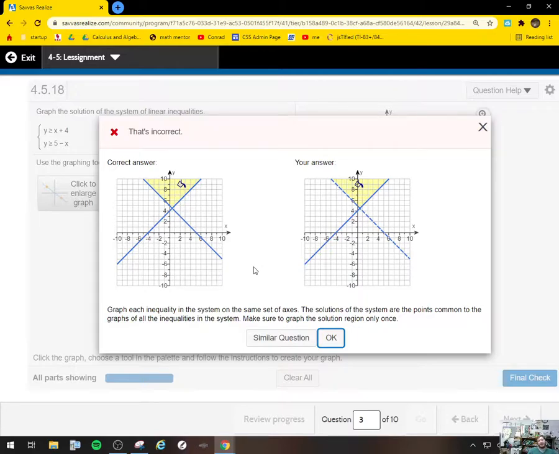Do you see it? Do you see the problem? I don't have it dotted. Or sorry, I have it dotted. It's supposed to be solid. A little thing like that is going to mark it wrong.